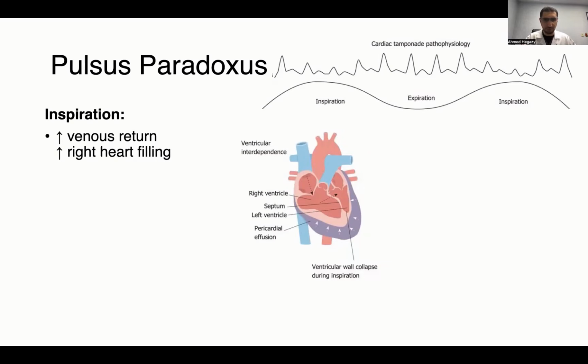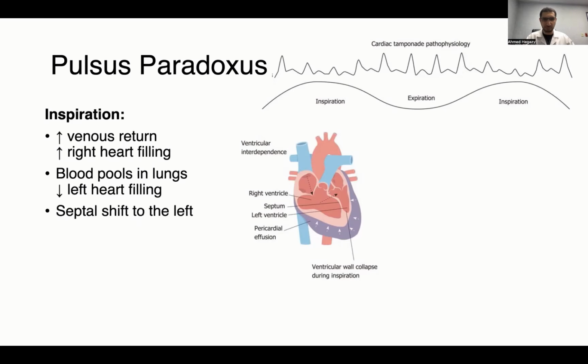Why do we get pulsus paradoxus? It's essentially because of pericardial constraint. So what ends up happening, if you have somebody who's spontaneously breathing and they take in a breath, during inspiration, you'll get negative intrathoracic pressure, you'll get an increase in venous return, you'll get an increase in right heart filling. During inspiration, because of the negative intrathoracic pressure, you will accumulate blood in the lungs and you'll get a reduction in left heart filling. And because the right heart is filling more than the left heart during inspiration, you'll get a shift of the septum to the left.